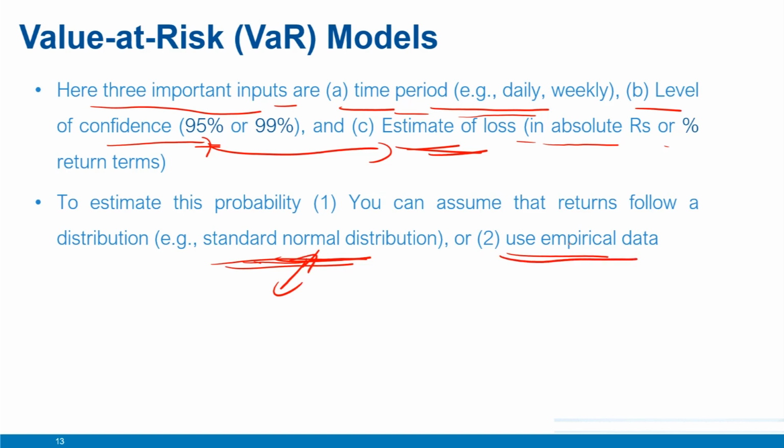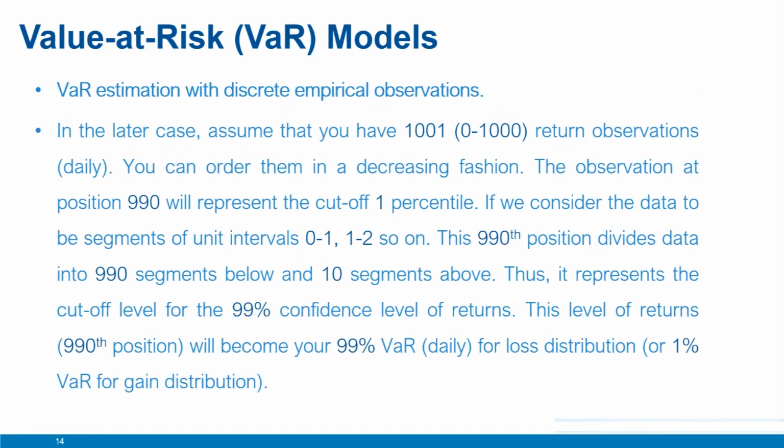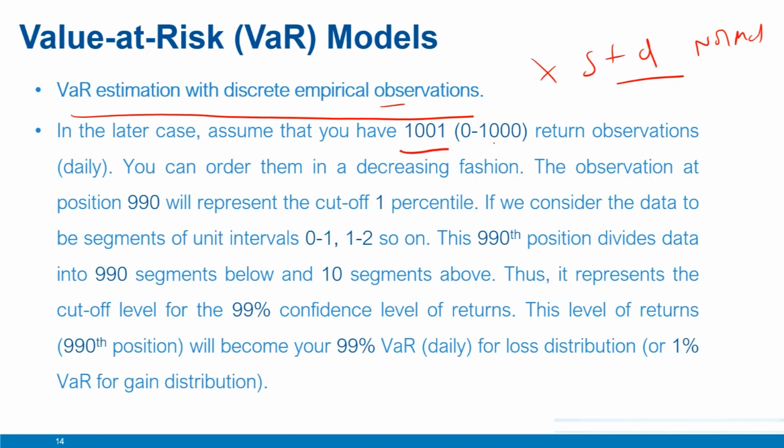But what if we have the empirical data? Then what to do? So let's discuss how to estimate VaR when you have discrete empirical observations. Although it is more desirable to have some kind of distributional properties like the standard normal distribution, in the absence of that, how do we estimate with the empirical discrete observations? For explanatory purposes, I'll use a rather simple case where I have 1001 observations, starting from observation number 0 to 1000. It is interesting that I am noting the first observation as 0. You could have also noted it as first, but then the last observation is 1001. You'll see why I'm doing this.